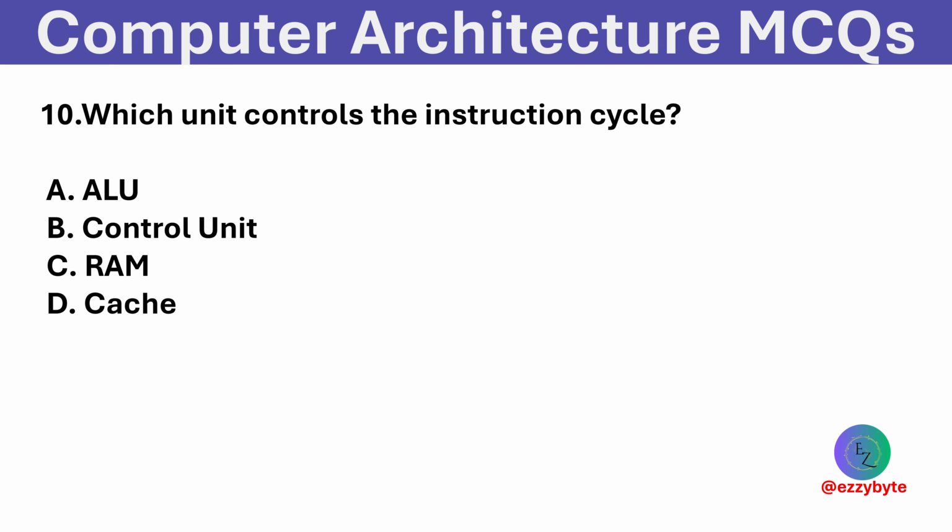Which unit controls the instruction cycle? Options are ALU, control unit, RAM, and cache. Option B is correct. The control unit directs the flow of instruction through the CPU.